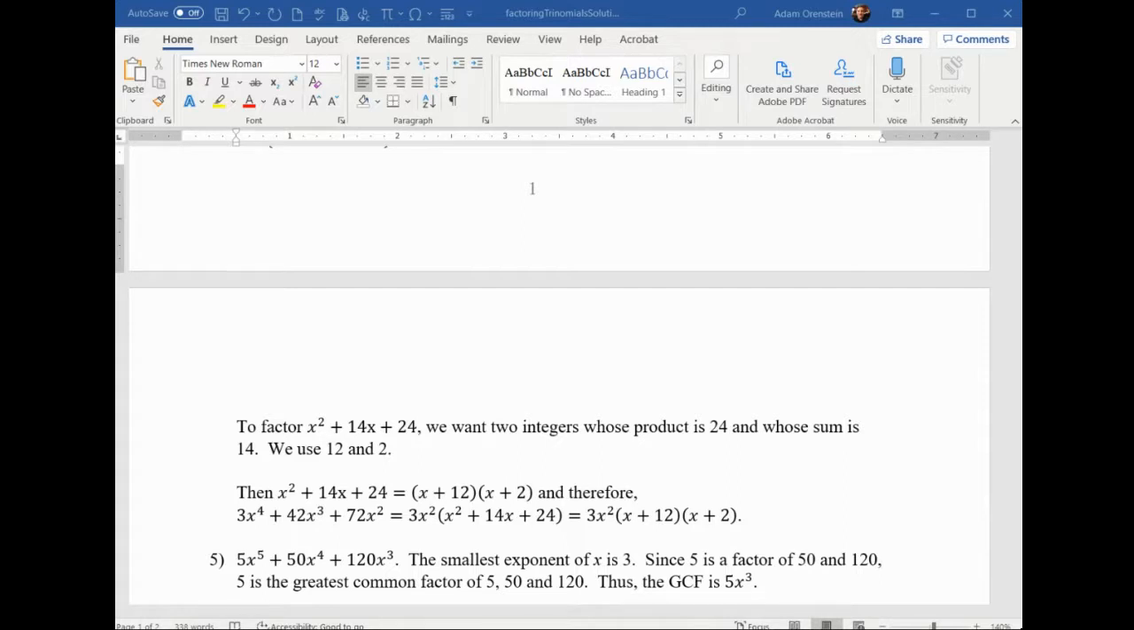So we get that x squared plus 14x plus 24 is equal to x plus 12 times x plus 2. It follows then that the factorization is the GCF 3x squared times x plus 12 times x plus 2. So that's what we get. Good. All right, that's number 4. Are there any questions on that?